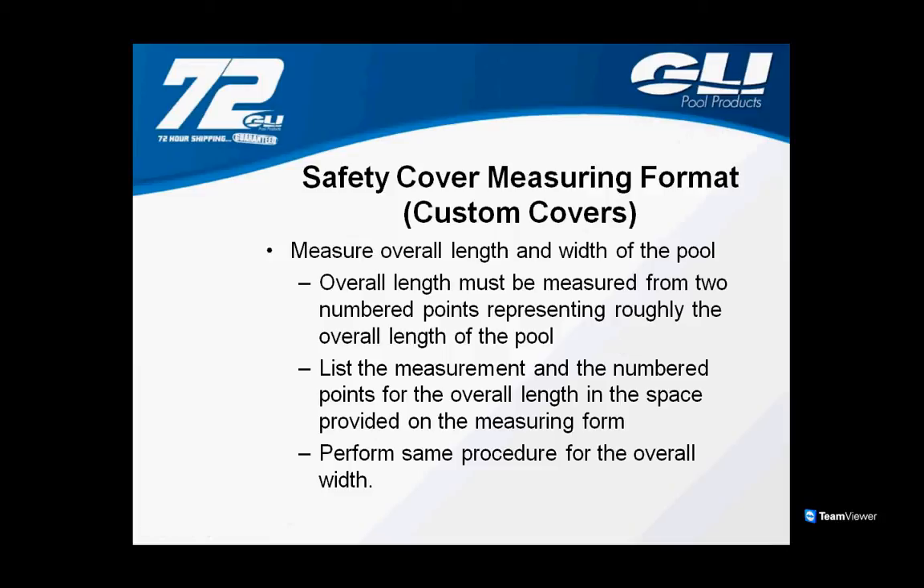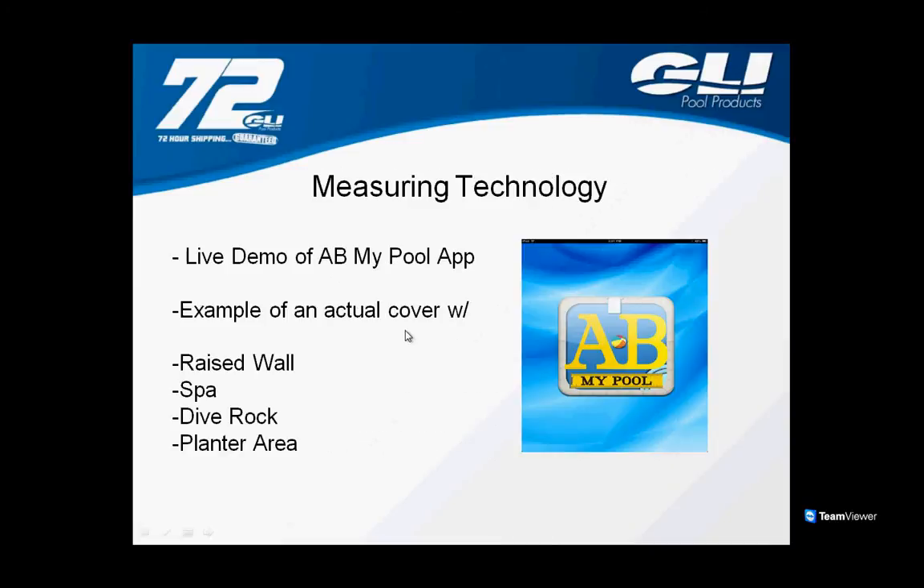Okay. So the safety cover measuring format for custom covers. You try to measure the overall length and the overall width of the pool, which is usually your cross measurements. Those points you want to measure to two existing points that you already have on the pool. That's why we consider them cross measurements. What we're actually going to do is go through the AB My Pool process information. Any questions on ABing a pool?